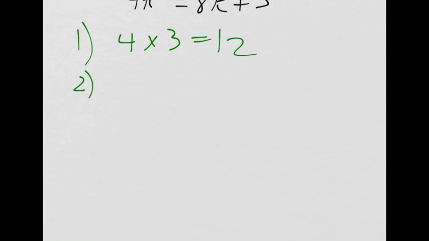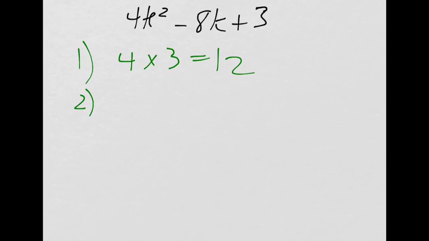Step 2, find factors. Okay, so I need factors that do what? Multiply to 12 and add to negative 8. Right? They need to multiply to the magic number, add to get negative 8. Okay, so let's look at our options here. I've got 1 and 12. I've got 2 and 6. And I've got 3 and 4. What am I going to use? 2 and 6.